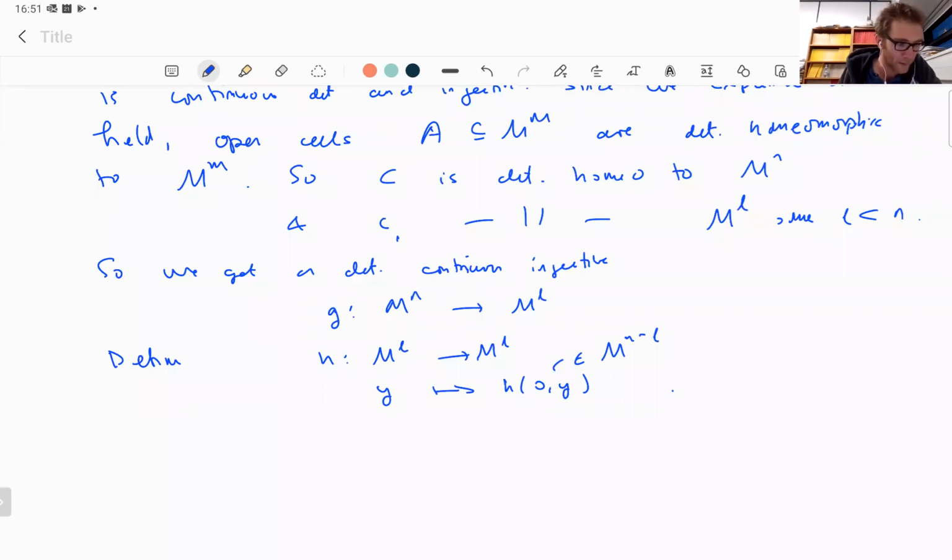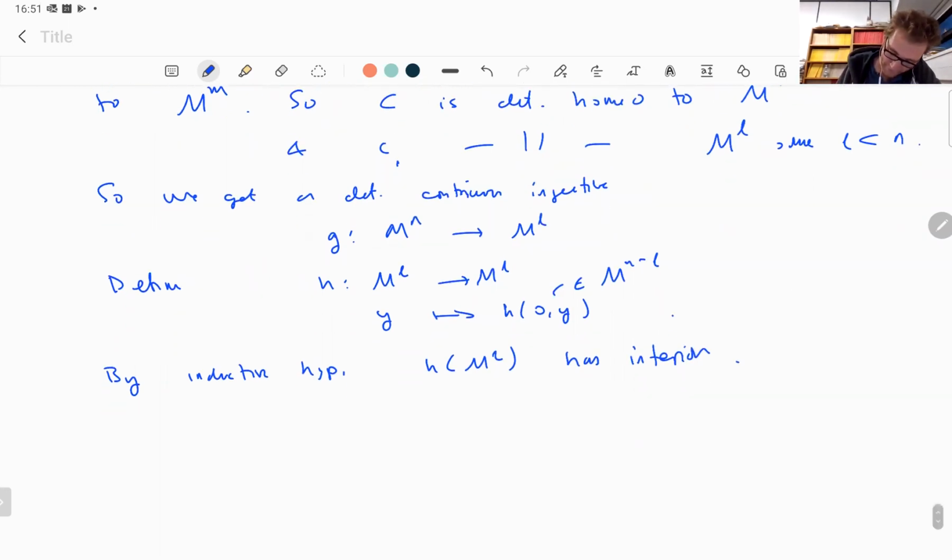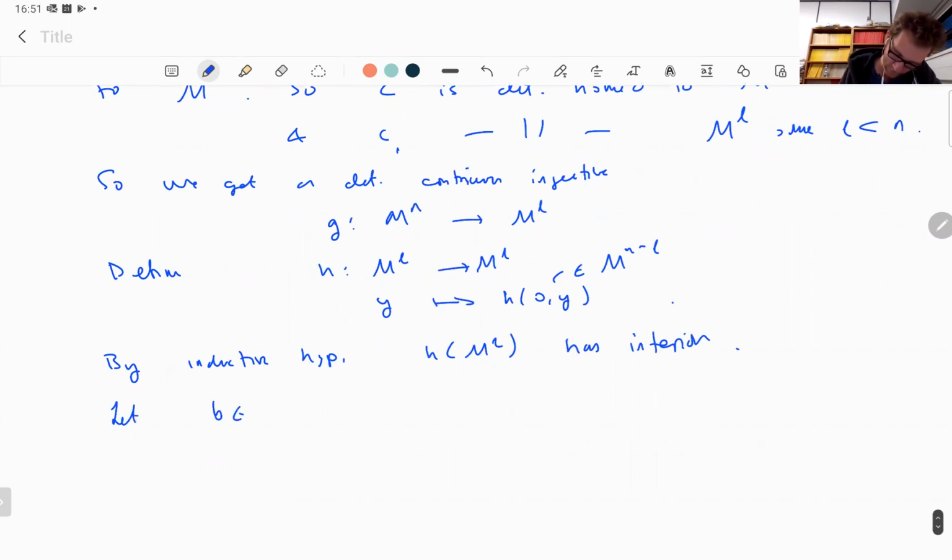So the image of H of M to the L has interior. Let's take a point in its interior. Let B be in the interior of H of M to the L. Then B is H of A for some A in M to the L.